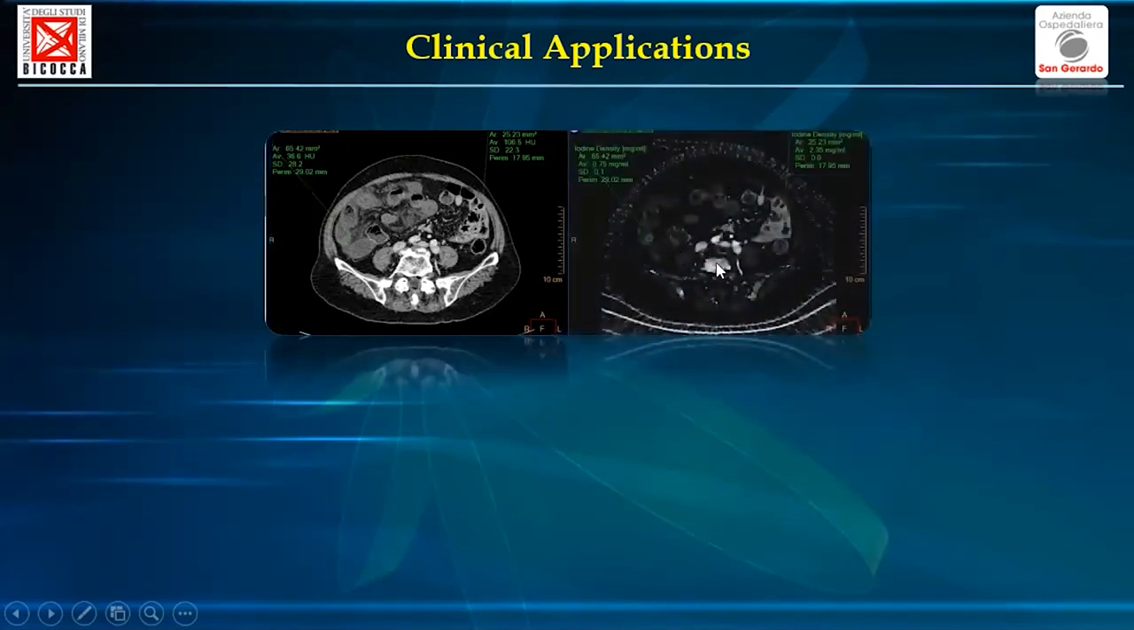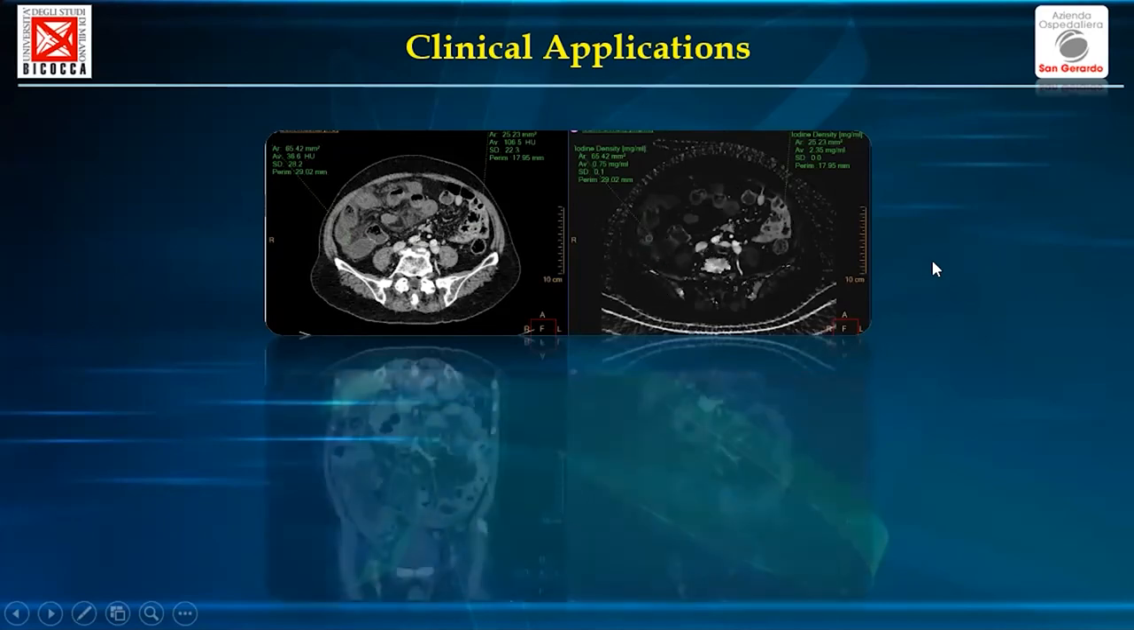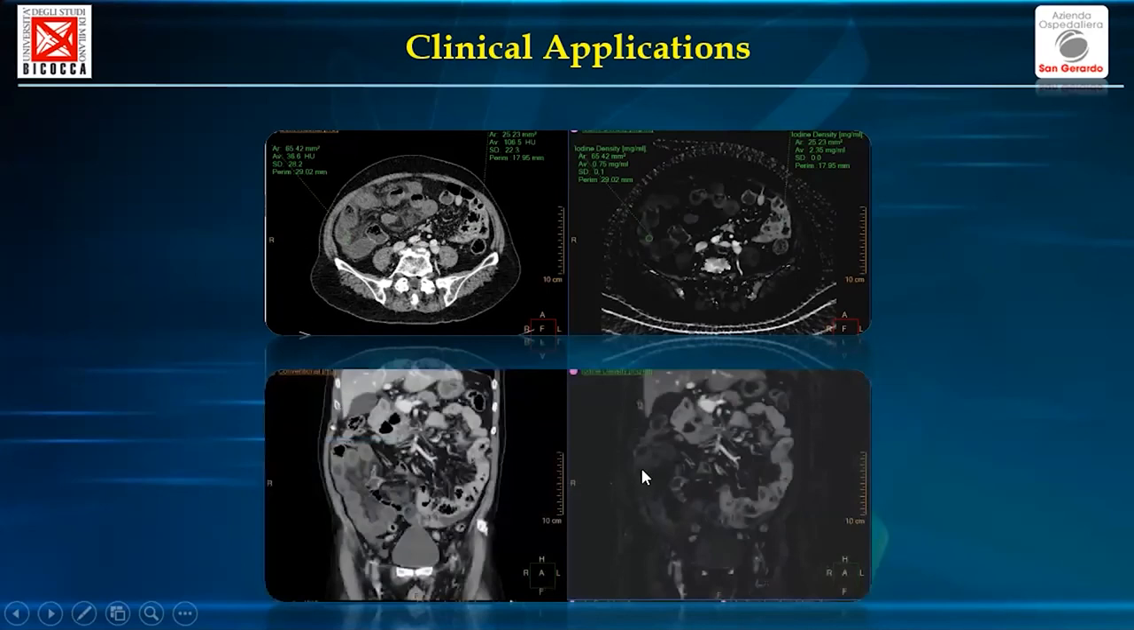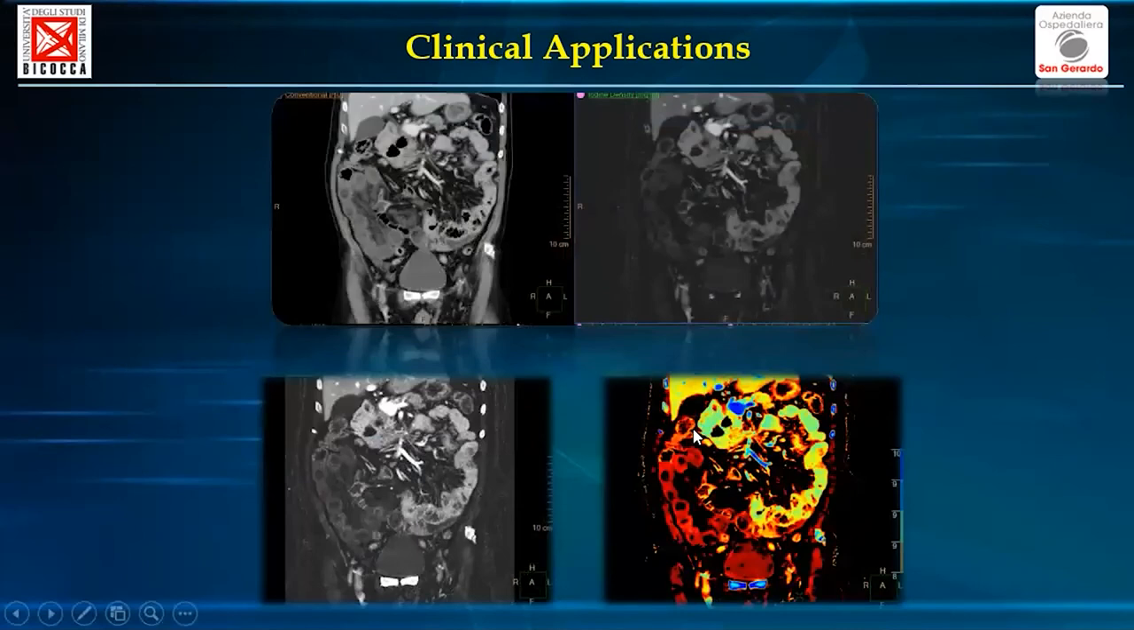And obviously, working with a very low energetic level, we can increase the differences in terms of attenuation, and we could quantify also the attenuation of iodine, both in axial and in the coronal images. And if we are in a rush, we can use our colorimetric map, Z electron density, making immediately the diagnosis of a patient with an internal hernia and hypoperfused bowel loop.